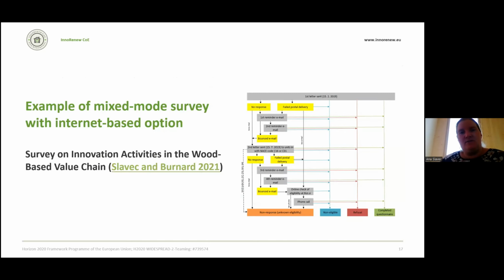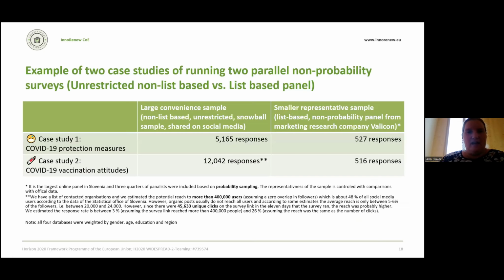Okay, so a few examples. This is an example of a mixed-mode survey where we combined a postal letter. We sent an invite by regular post because we had a complete list of the population, and they were then invited to respond online. And then here I want to show you an example of two surveys that I did.